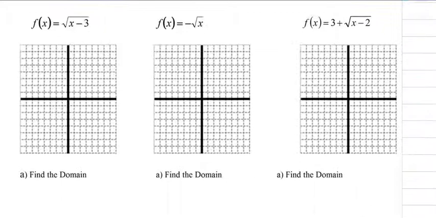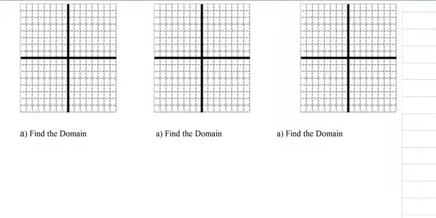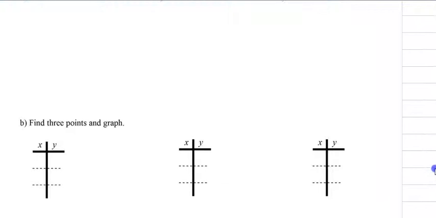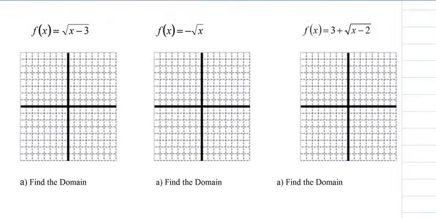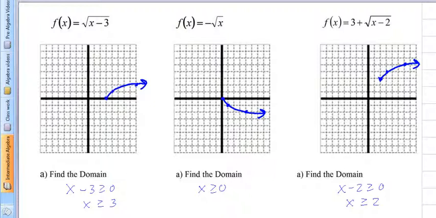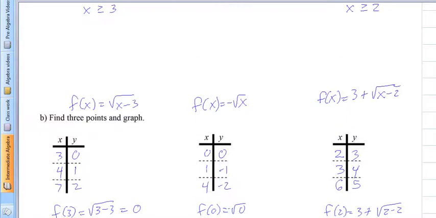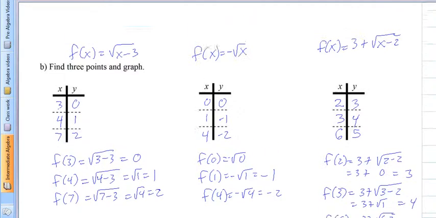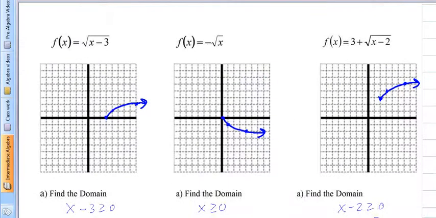Here are 3 problems for you to try. Find the domain, then start with that number and find 3 points within that domain, and then graph them. So hit pause, give them a shot. Alright, and these are the graphs you should have had. You should have a domain of x greater than or equal to 3, then 0, and then greater than or equal to 2. After graphing them, you should have plugged those points in, which should have given you these graphs.